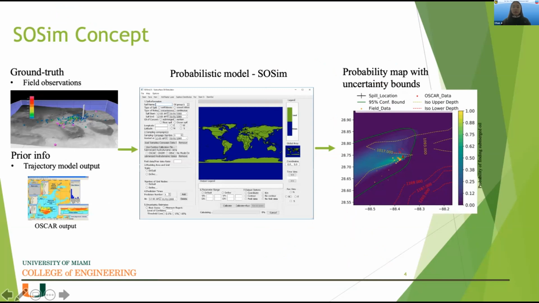Here is an overview of the SOSim workflow. The submerged oil concentration field observations are used as ground truth. If trajectory model predictions of submerged oil distribution, such as OSCAR outputs, are available, they can be used as prior info in the input to SOSim. Here is the graphical user interface of SOSim, where the information related to the oil spill is collected. After all the information is ready, SOSim is ready to run. SOSim will generate a probability map with different colors representing the relative concentration of finding submerged oil in 3 dimensions, indicating locations and depths of finding the oil. The confidence bound will also be provided.